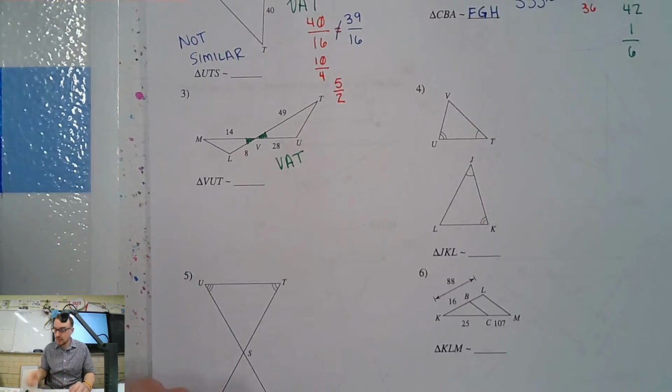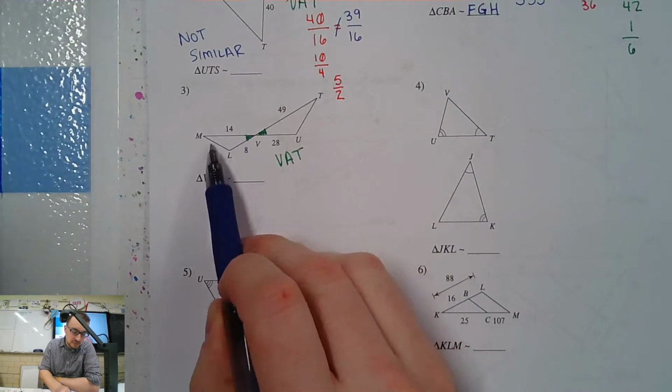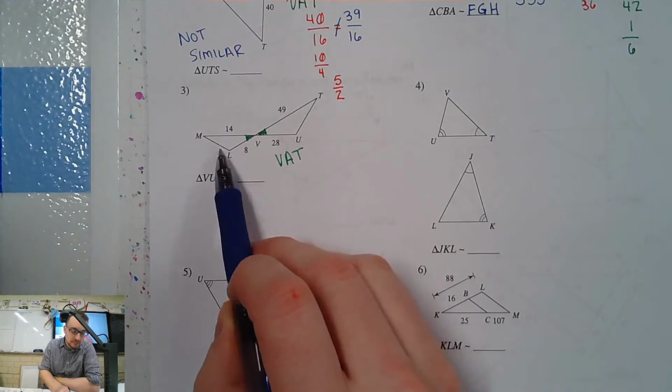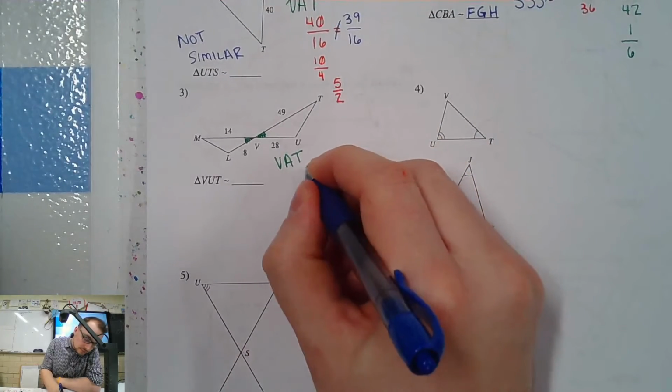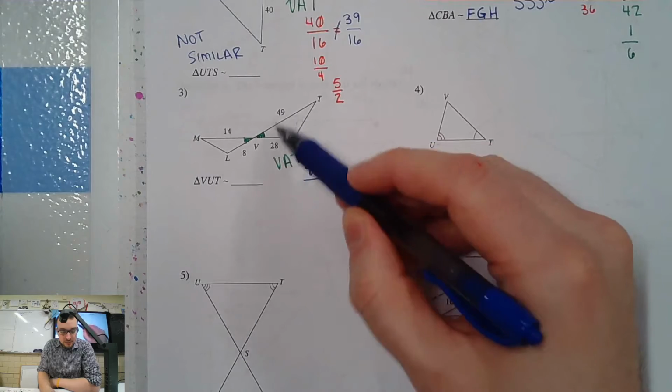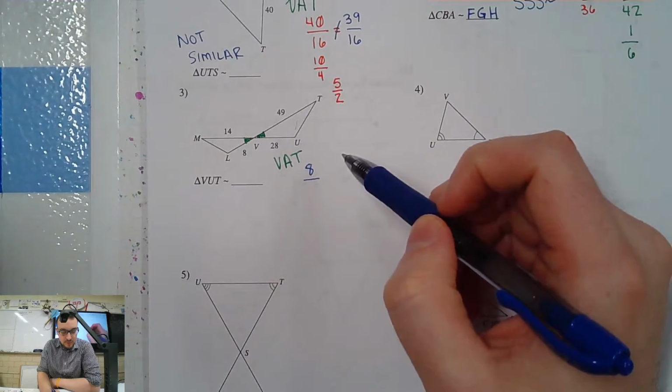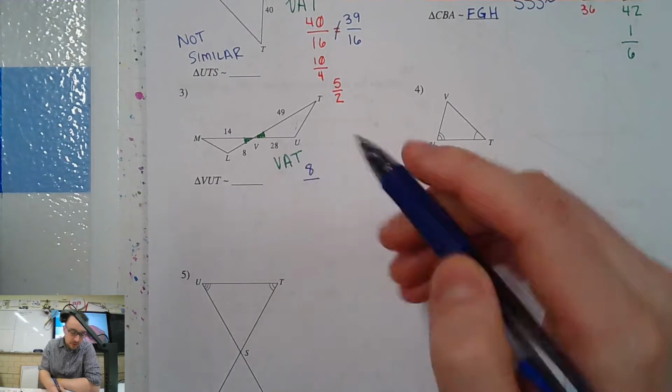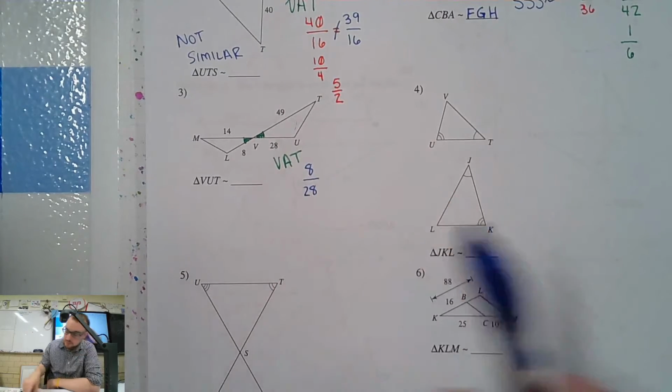Now the question is, are the sides proportional? So let's compare them. What's the smallest side on this triangle that we know about? 8. So it should go with the smallest side on this triangle. What's the smallest side in this? Oh, 28. Yep.